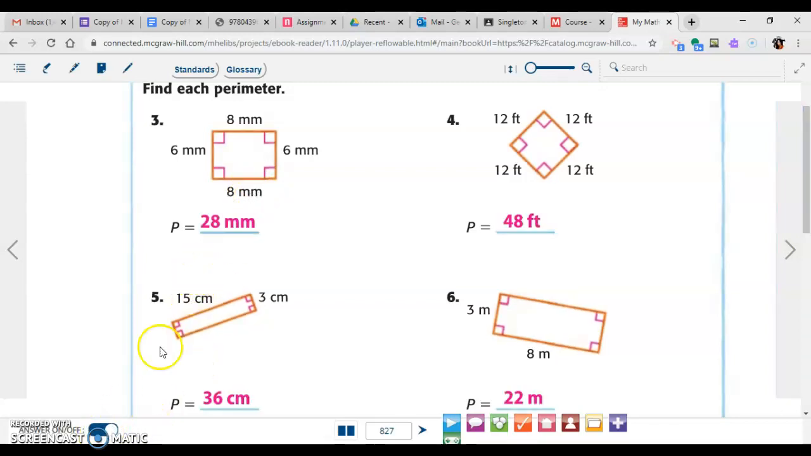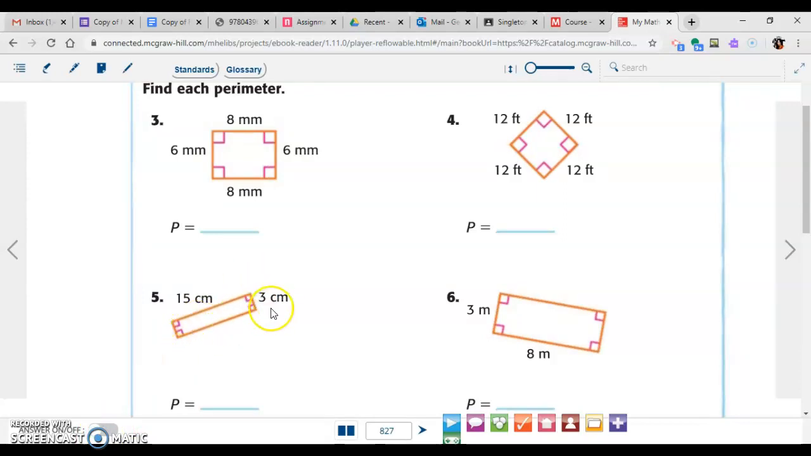You would get 28. Let's look over here. 12 plus 12 plus 12 plus 12. It's a square. You are welcome to add 12 plus 12 plus 12 plus 12, or you're welcome to say 4 times 12. The answer either way would be the same, and you would get 48 feet.